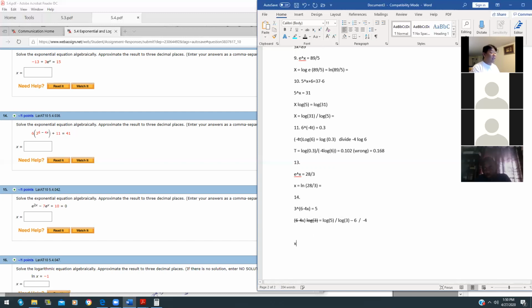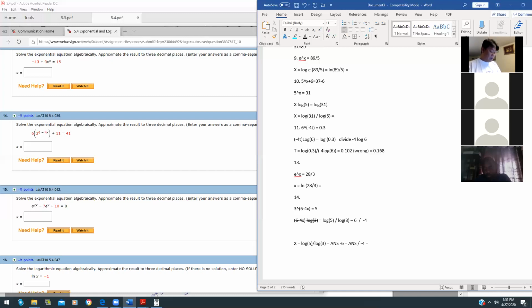So x in this case is log 5 over log 3. And then whatever answer you get in your calculator, you have to subtract 6, or -6. And then whatever answer you get, you will have to divide this by -4. So go ahead, use your calculator, figure this one out. Log 5 divided by log 3, then subtract 6, then divide by -4.